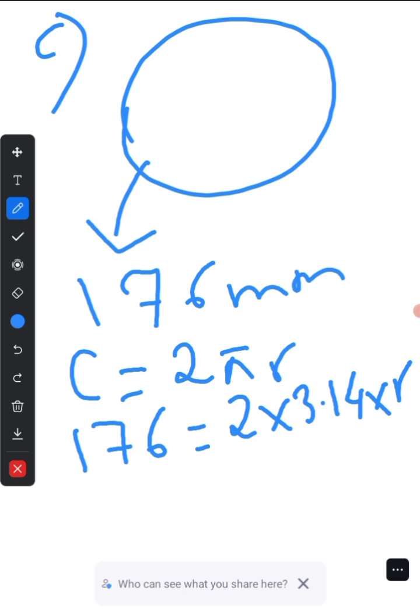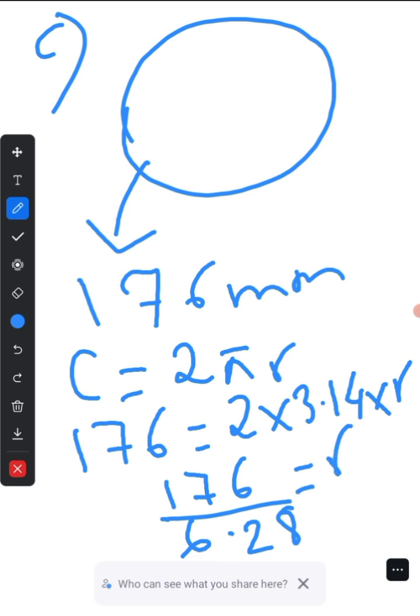So what you need to do over here is, once you get the answer of 3.14 multiplied by 2, whatever you get, you are going to put that in the denominator, right? So 3.14 multiplied by 2 is 6.28. And now 176 divided by 6.28, I get my answer as the radius will be 28.